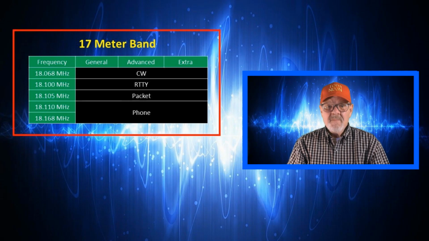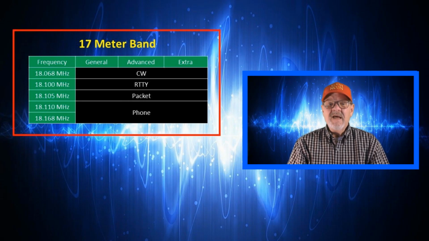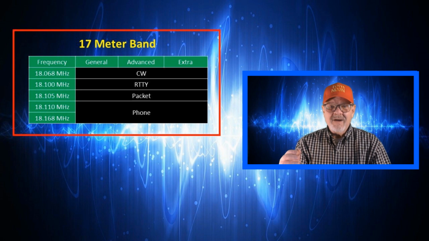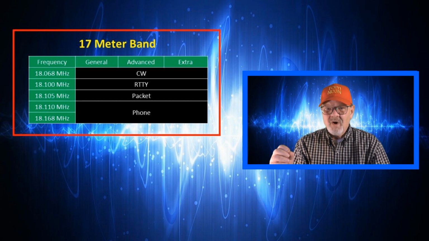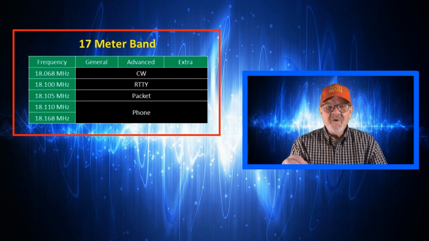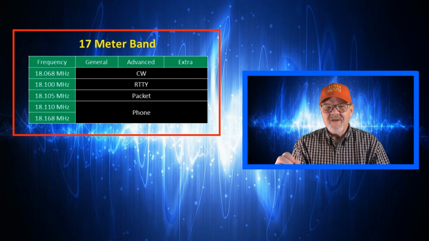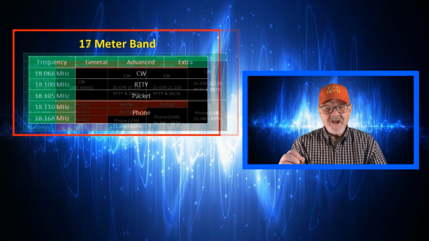The 17-meter band is for general class operators and above, and, as with all bands, allows CW across the entirety of 18.068 to 18.168 megahertz. RTTY is from 18.1 to 18.105, packet 18.105 to 18.110, and phone from 18.110 to 18.168 megahertz.